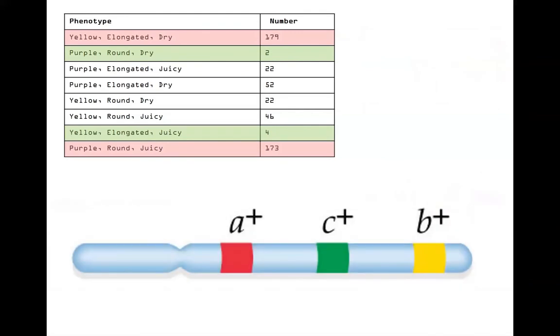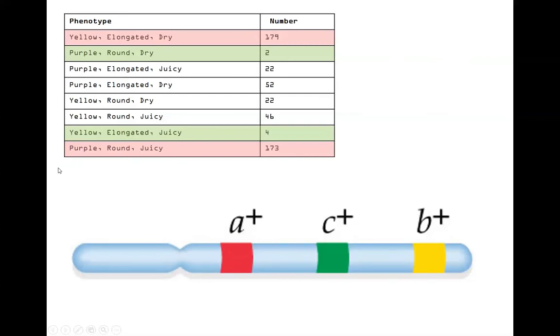Okay, welcome back. So hopefully what you've seen here in our double crossover category are parentals. If you remember, we've got them here. We had one that was yellow, elongated, and dry, and a parental that was purple, brown, and juicy. So in these double crossovers, we're looking for the one out of three of these traits that's going to be different from the parental. So if yellow, elongated, and dry is one parental, then yellow, elongated, juicy is the one that's decoupled. We can see that up here as well.